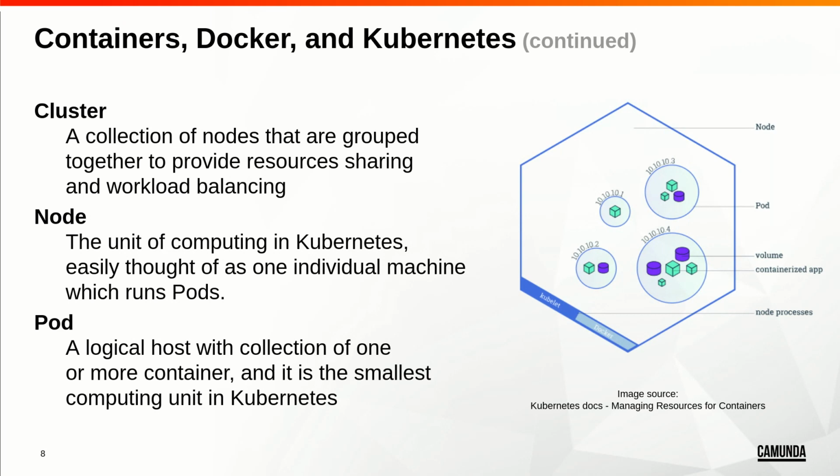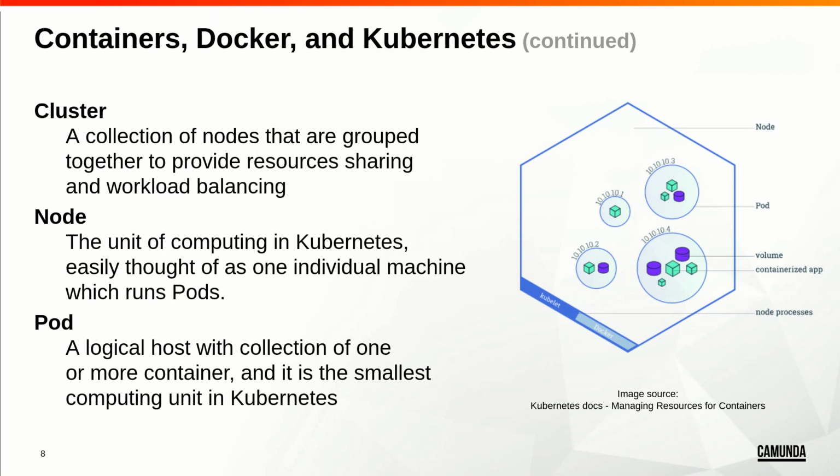On the right side, you can see a simplified diagram of a Kubernetes node. And finally, a pod, which is the smallest building block in Kubernetes, and it could have one or more containers. Think of a pod as a single machine. And on a single machine, containers can share many things between them easily, like volume and network.